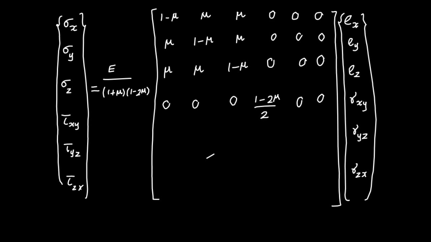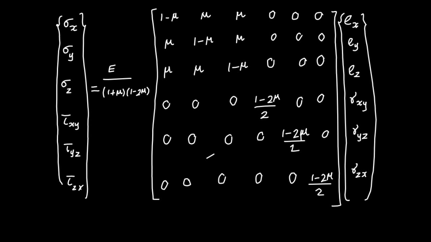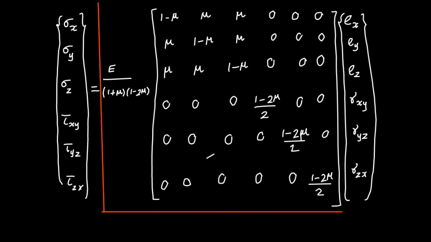Similarly, I'll be getting 0, 0, 0, 0, 1 minus 2 mu divided by 2, 0. Similarly, all the coefficients will be 0 except the coefficient for nu zx, in which case it will be 1 minus 2 mu divided by 2. Right? So you can see this matrix that establishes the relationship between the stress and the strain. This matrix that is boxed in red color establishes the relationship between stress and strain.